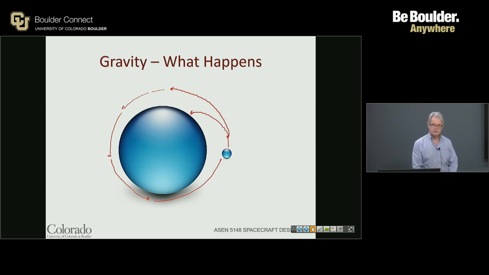So for launching something off the surface of the Earth, what we would like is to have a launch vehicle essentially take us to this altitude, apply enough velocity so that this object is moving at the proper velocity when it leaves the launch vehicle and stays in Earth orbit.